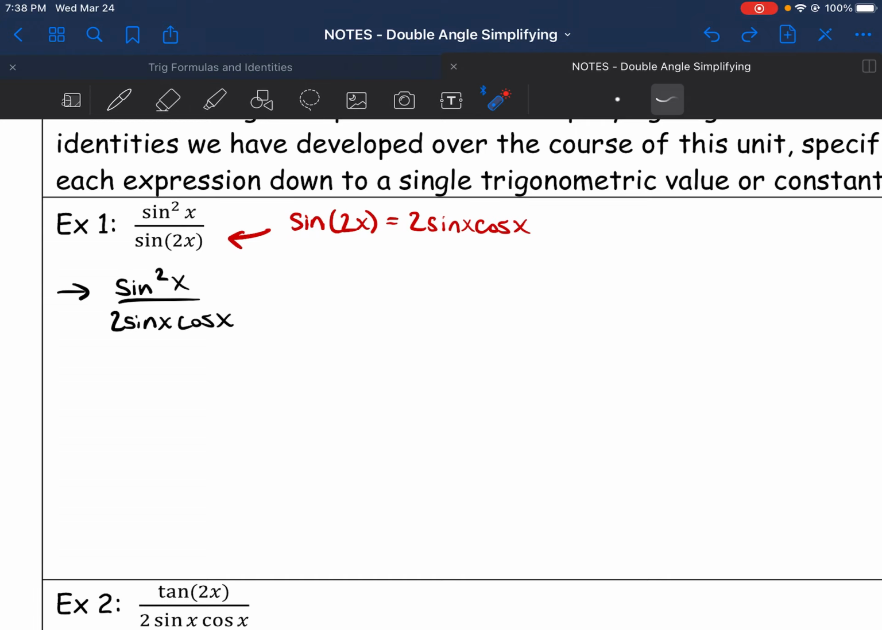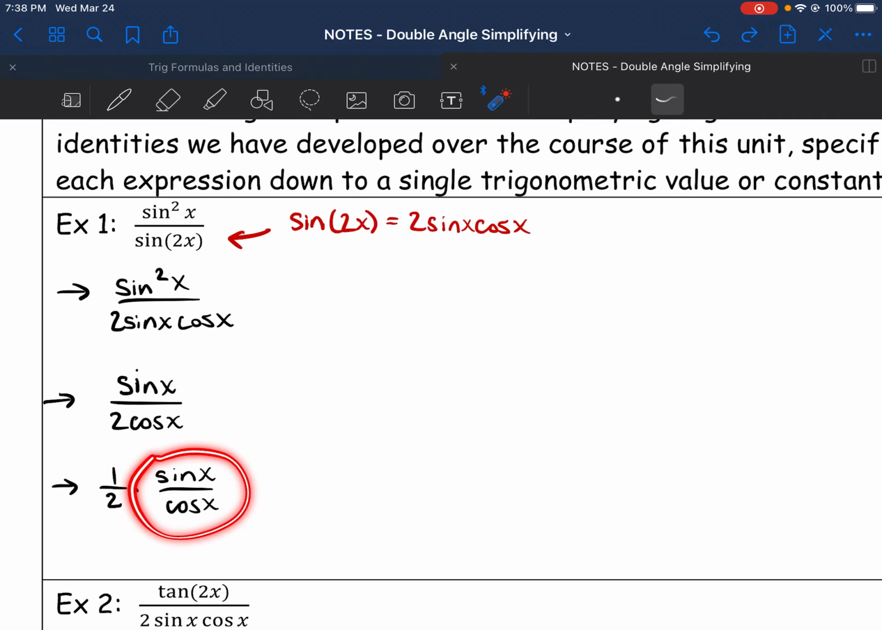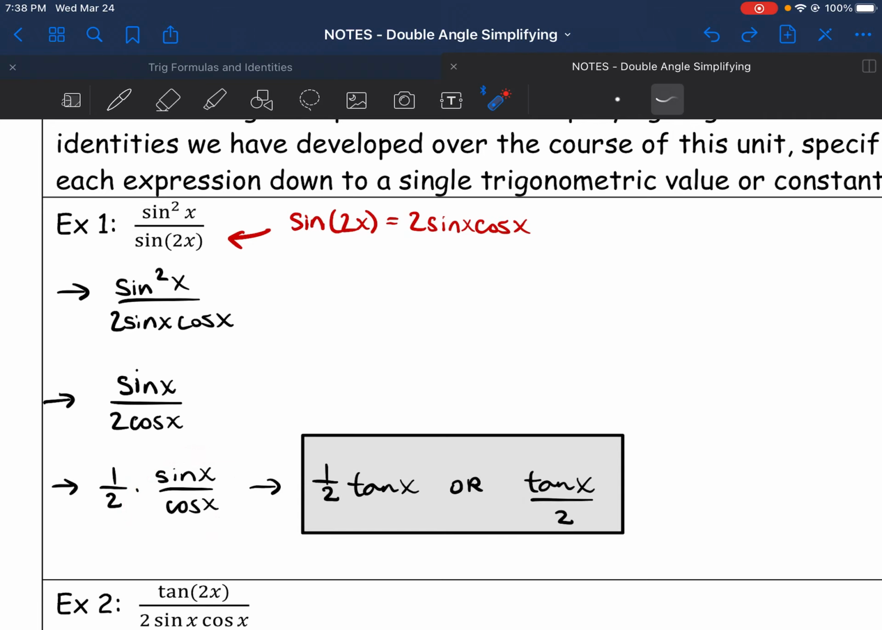Now notice that our numerator, sine squared of x, well, remember that sine squared is really just sine of x times itself. And one of these sine of x's will cancel with this sine of x in the denominator. So we'll have sine of x over 2 cosine x. And also, remember that sine of x over cosine x is tangent of x. So what we now have is tangent of x over 2. Or, 1/2 times sine x over cosine x. And then this is where I turn the sine of x over cosine x into tangent x. So we get 1/2 tangent x or tangent x over 2.